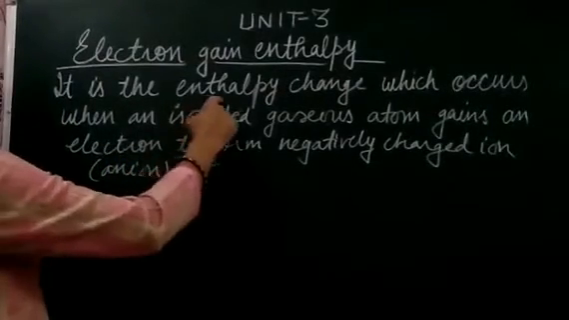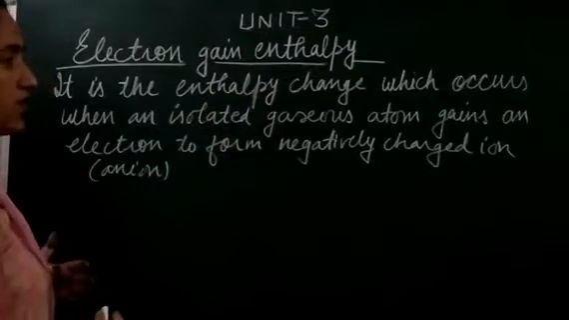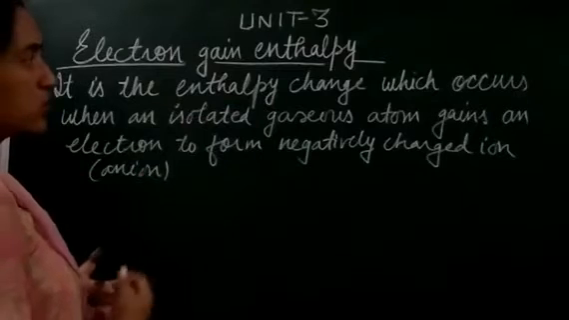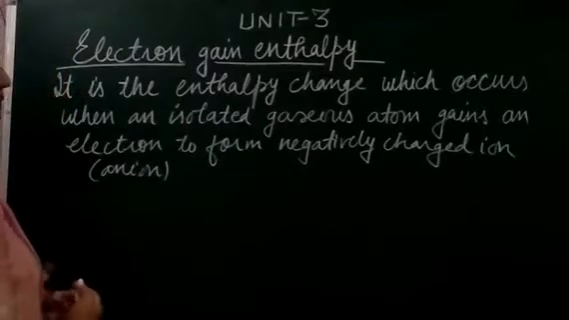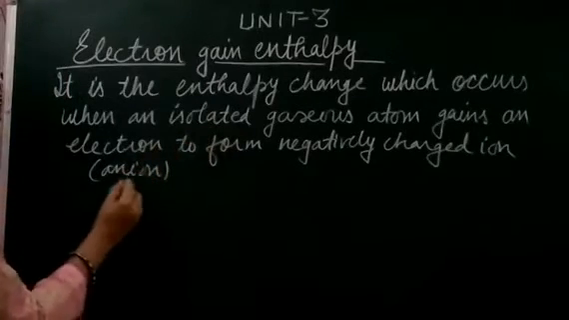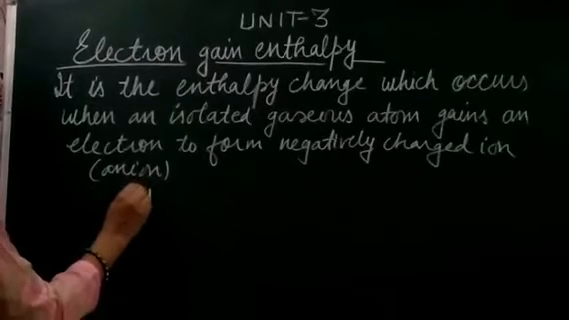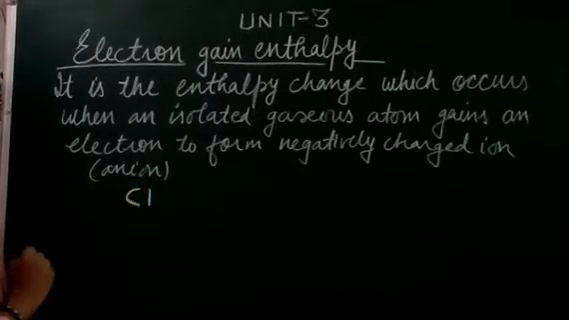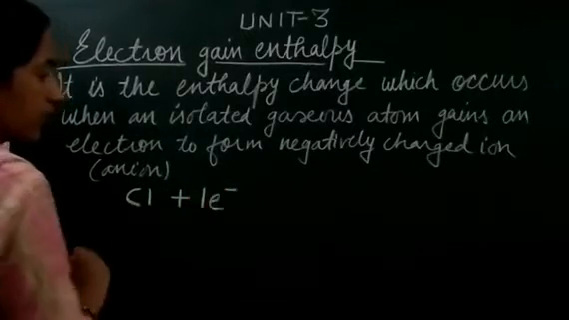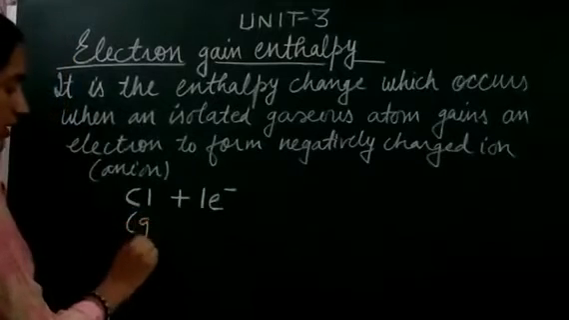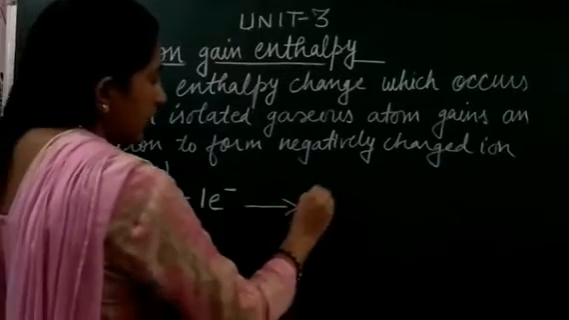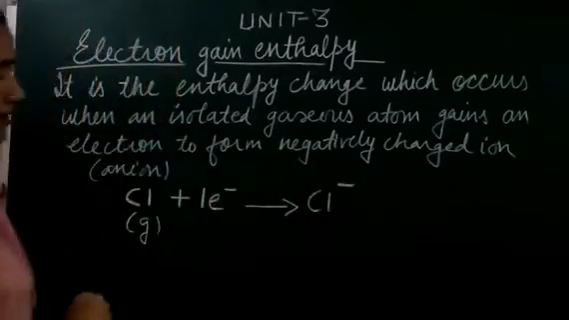Right? Now what does the enthalpy change here mean? Enthalpy change means what energy change is going to take place when an electron is getting added to that gaseous atom. It just means here that if we take a chlorine atom, this is the chlorine atom. Now, when it accepts an electron, this will be isolated and in gaseous state. It is accepting the electron and getting changed into Cl negative.